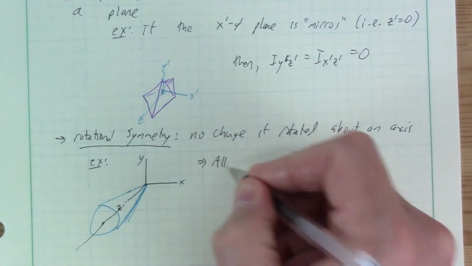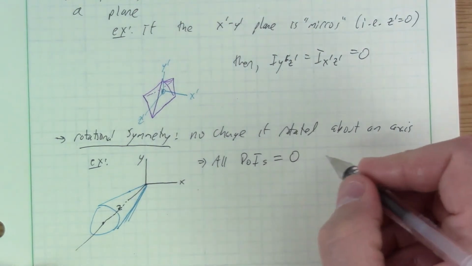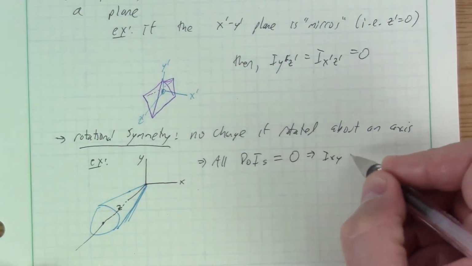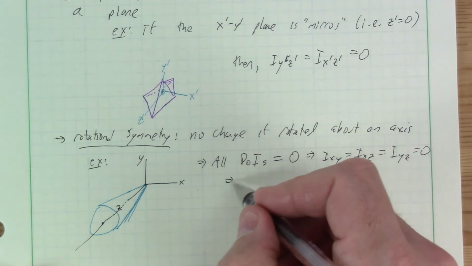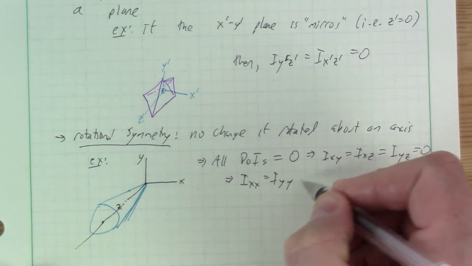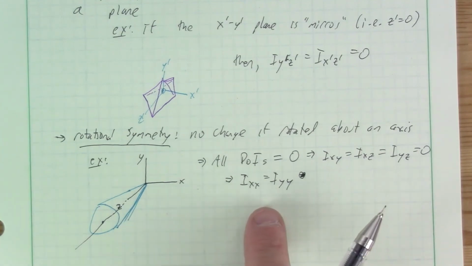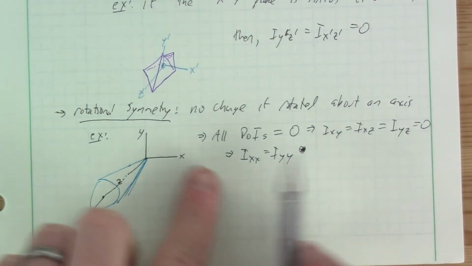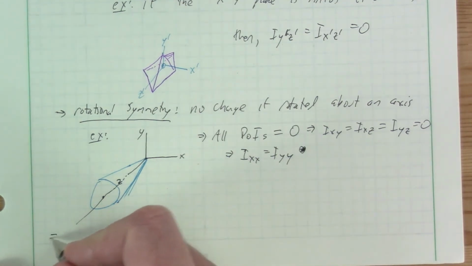In this case, and this could be about any of the rotational axes, all of the products of inertia are 0. So all POIs are 0. What we mean is Ixy equals Ixz, which equals Iyz, which is 0. Also, if this is symmetric about the z-axis, then the other two moments of inertia are the same. We don't know what they equal, but they're the same. You can look back in Appendix C. There is a cone, and the two that are not the axis of rotation are the exact same. All right, this would be huge, right? If we can determine rotational symmetry, it's a huge jump into simplifying our problem.